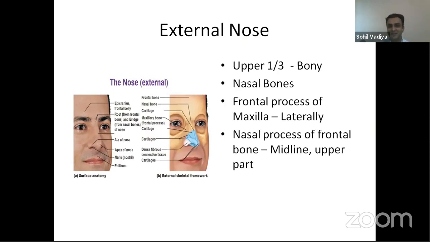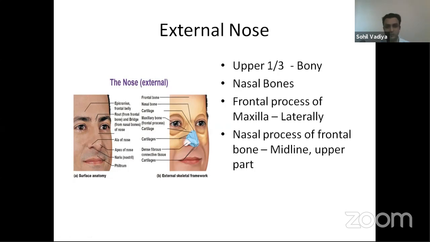Fine. So the upper one third of the external nose is bony, and it is formed by the nasal bones, frontal process of the maxilla. That's the frontal process of the maxilla here, this way. And the nasal process is of frontal bone, and in the midline, in the upper part, that's the frontal bone, and that is the nasal process. Okay, so that's the bony part of the external nose.